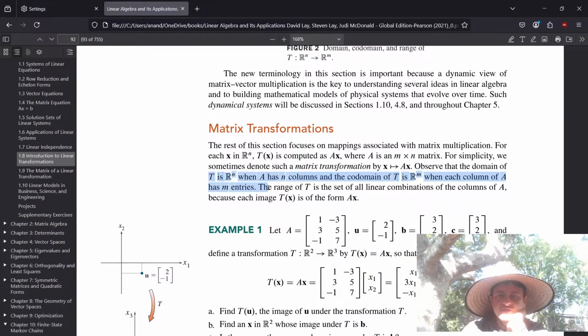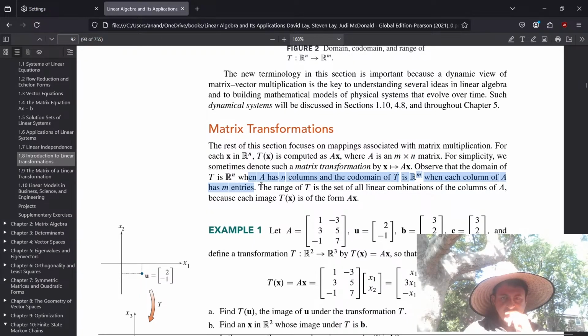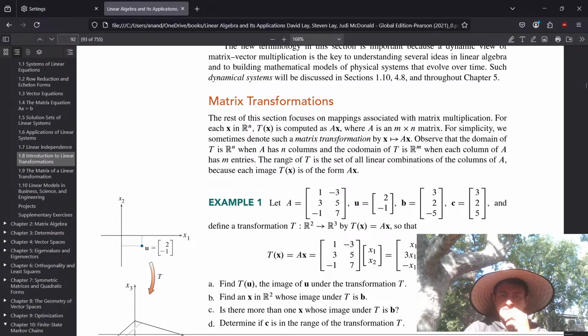Okay, so I always like to think of columns as variable count and rows as equation count. Okay, so observe that the domain of T is Rn. And the codomain is Rm when there's m entries, so m rows. The range of T is the set of all linear combinations of the columns of A.